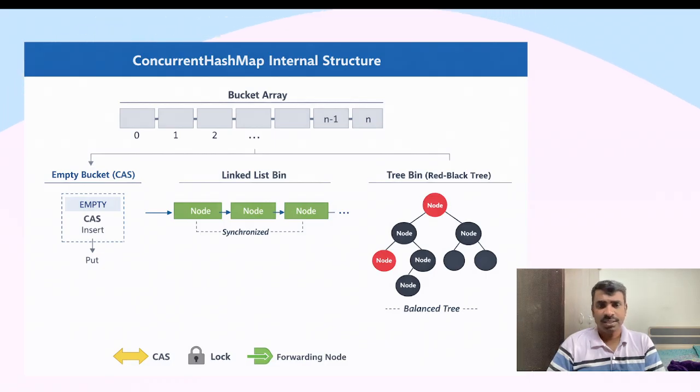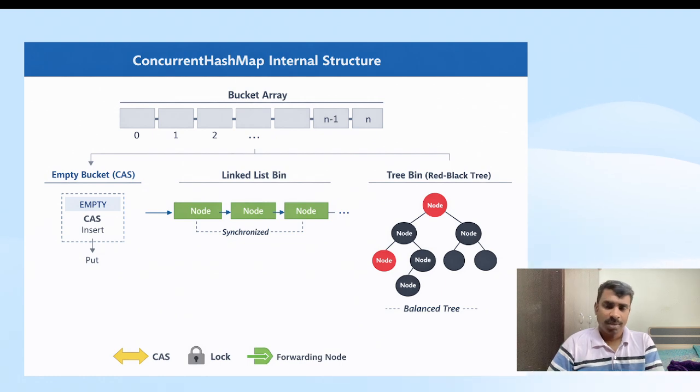So this is the high level architecture of concurrent hash map. Initially it will be an empty bucket, then it will be a linked list, then it will be a red black tree. Similarly, when the untreeify threshold is reached, it will again convert it back into a linked list. So there is treeification and untreeification, both are there.